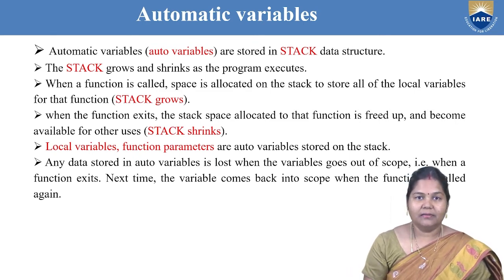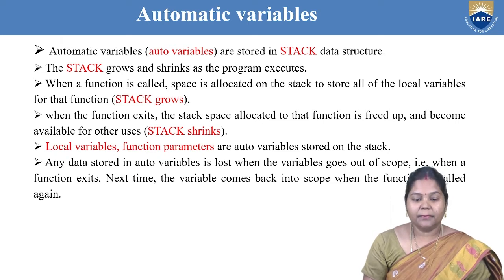When a function is called, the stack space is allocated and it stores all the local variables for that function. Whenever it is storing the return address and all the local variables onto the stack, we say that the stack grows. Similarly, when the function exits, the stack space allocated to that function will be freed up, so that it will be available for other users. This process is called stack shrinking. So, stack space grows or shrinks depending upon the function calls and the returns from the function.